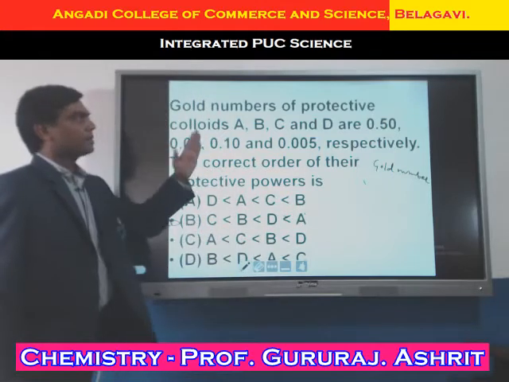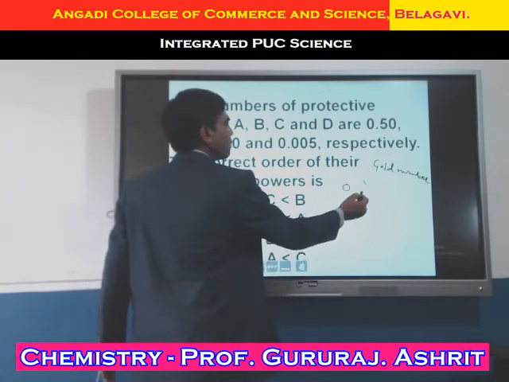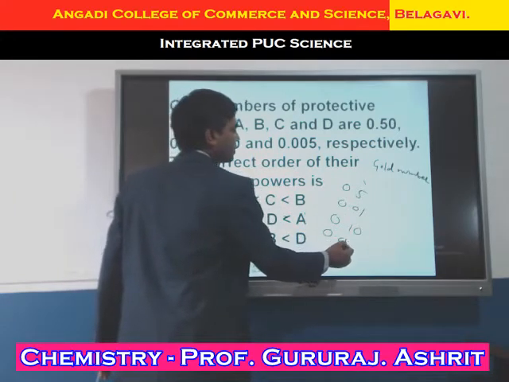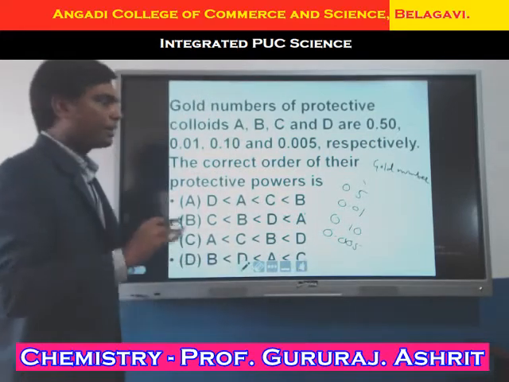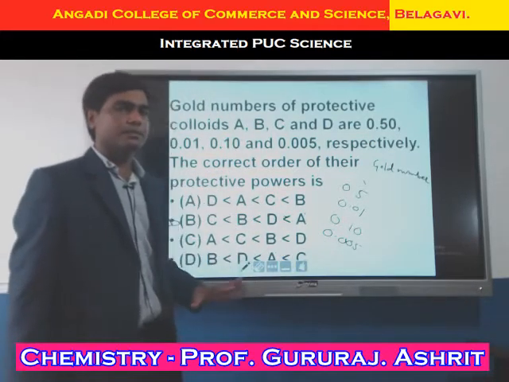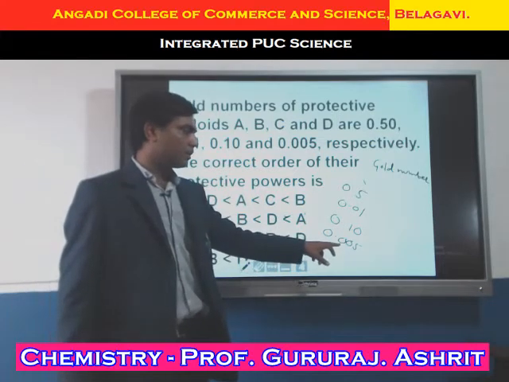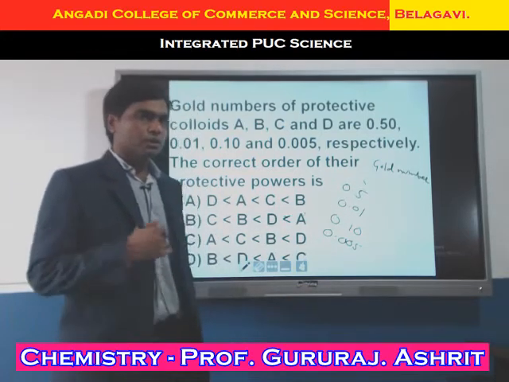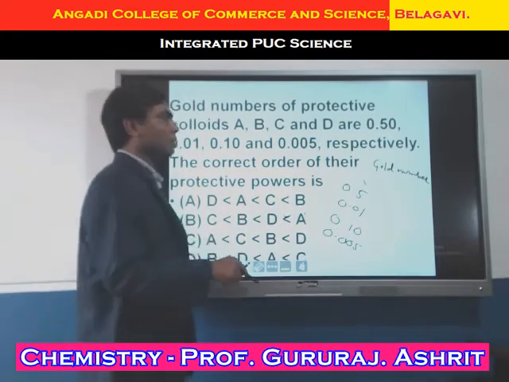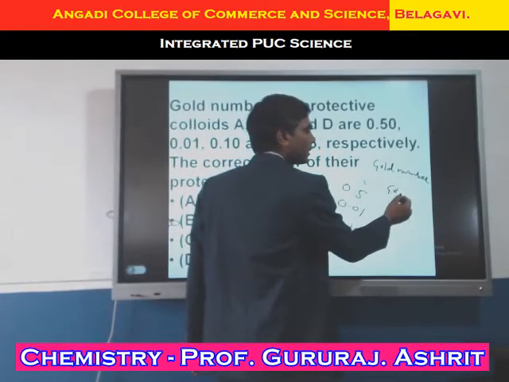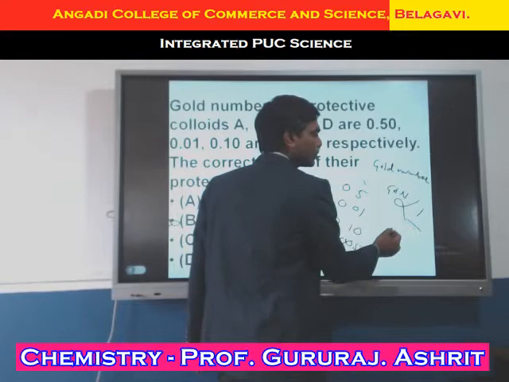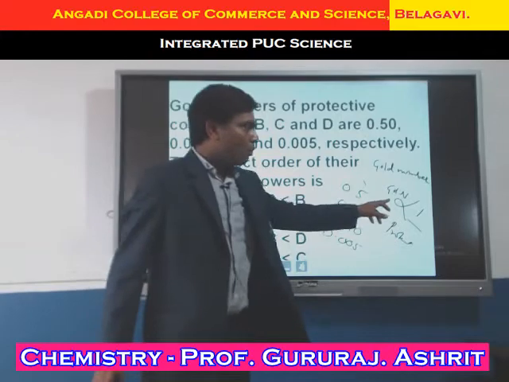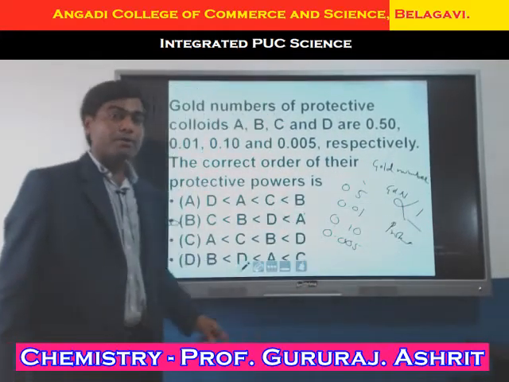Okay, so now A, B, C, D four values are given: 0.5, 0.01, 0.1, 0.005. According to mathematics, which is a lower number and which is a higher number, we know that this is a very low number, then this is the next one, then 0.1, then 0.5. But what is the concept here? Gold number is inversely proportional to the protective power. If gold number increases, protective power decreases.